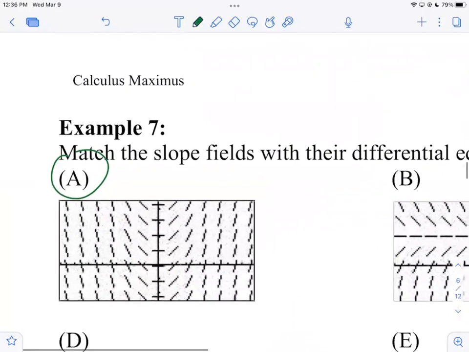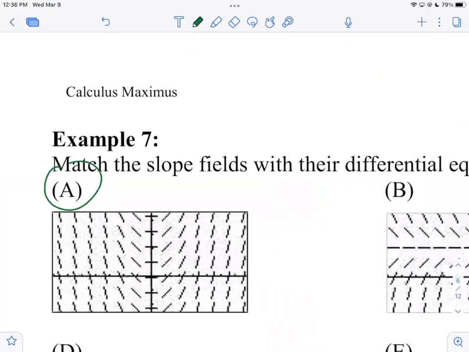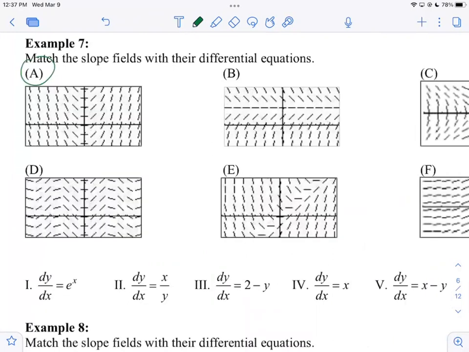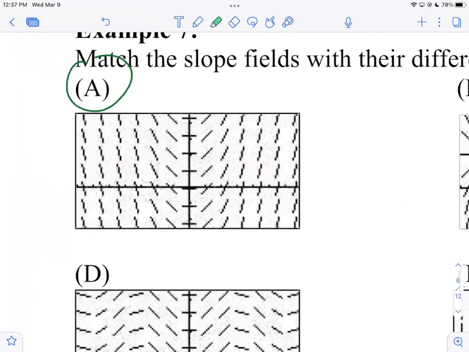So this could be a multiple choice question, right? Given this single graph, which of the following differential equations generated it? And your answer choices are equations. So here's what you wanna do. You wanna look for trends. First thing you wanna do is number one, look for zeros. Look for zero slopes. Do we have any horizontal tangent lines here?